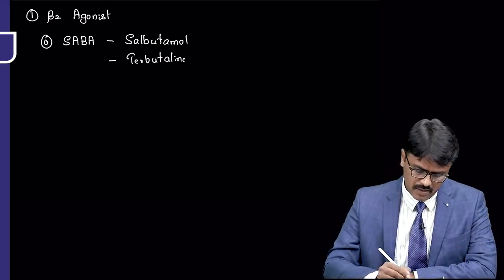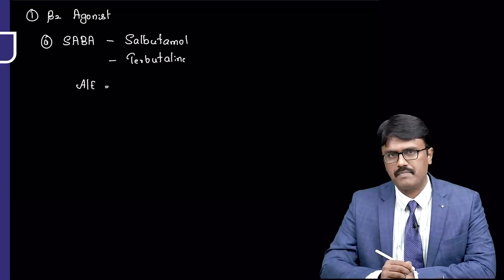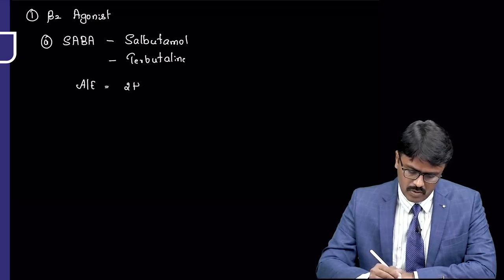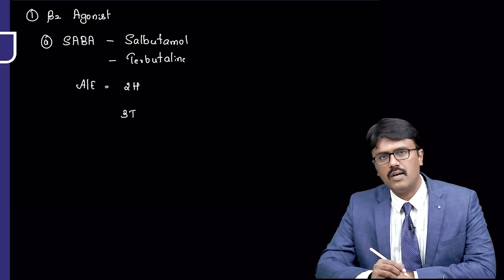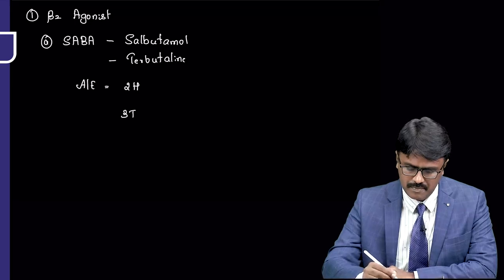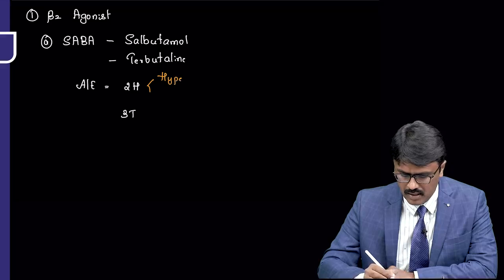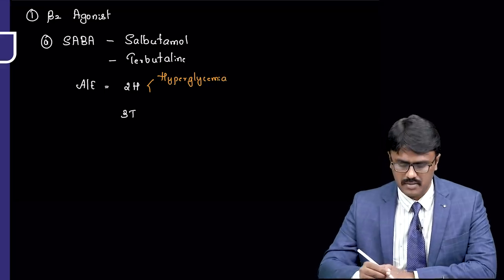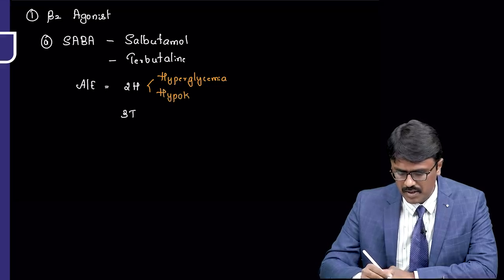Now what is the adverse effect of salbutamol? The adverse effects of salbutamol you can remember as 2H and 3T. So what are the 2H? It is known to produce hyperglycemia, so it will increase the glucose, but it causes hypokalemia.